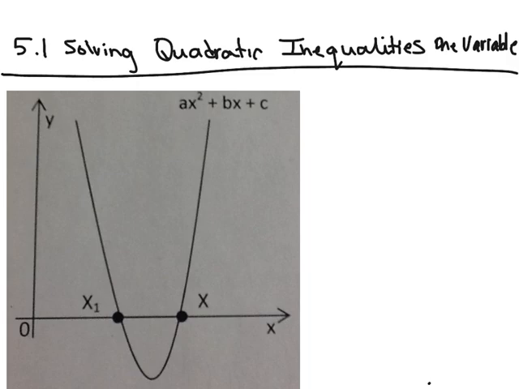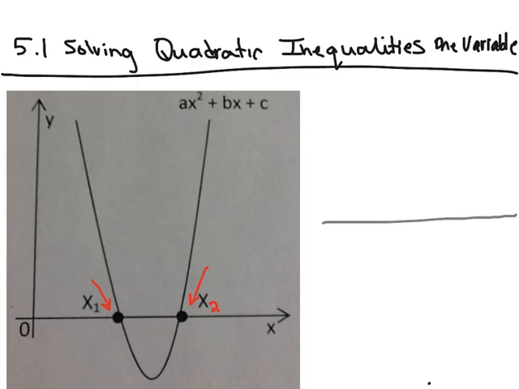If we look at our chart, the critical values are our x-intercepts. So that's our x1 and our x2 right here. Those are our critical values. When we make a number line for this, we can represent inequalities on a number line.